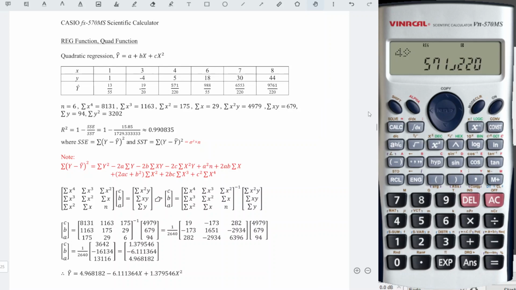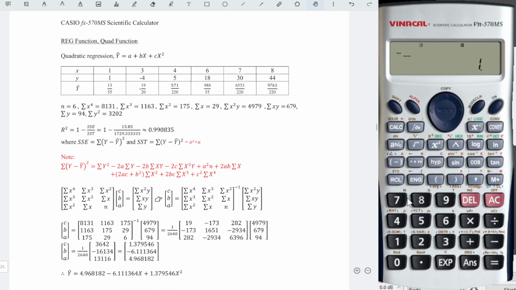After that, we just have to clear the calculator. So we press Shift Mode, Clear All, or Clear Mode, and we press equal. After the reset, we can now input the data. What we need here is y minus y hat. So we first press the mode button until we see SD. Then we just record the data according to y minus y hat. So 13 over 55, and we record using M plus.